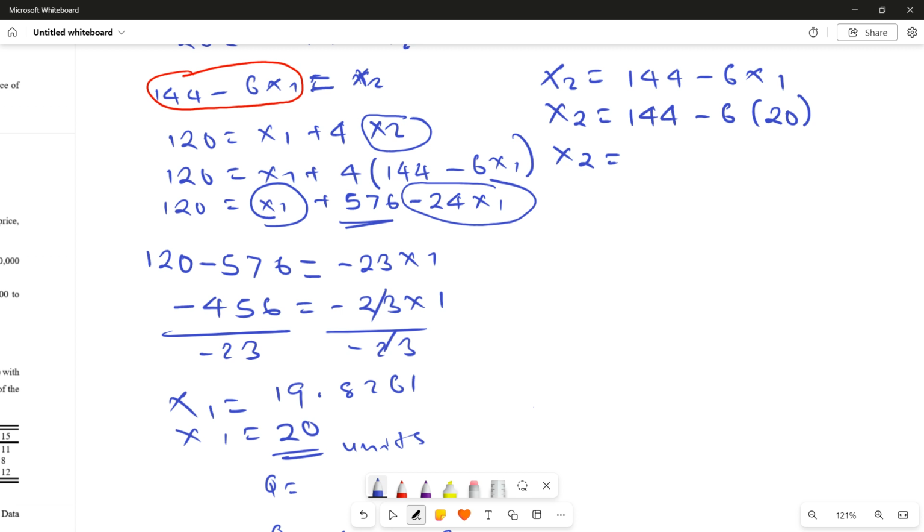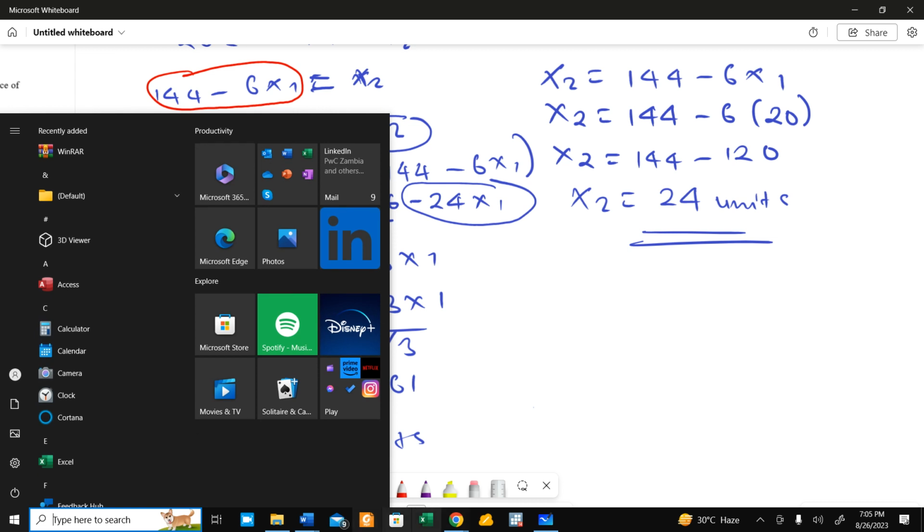So when you do 6 times 20, you're going to get 120. 6 times 2 is 12, put the 0. So you have 144 minus 120. Now when you do the subtraction, you're going to get 24 units. So x1 is 20, x2 is 24. Those are the profit maximizing units that can be produced by this particular thing.